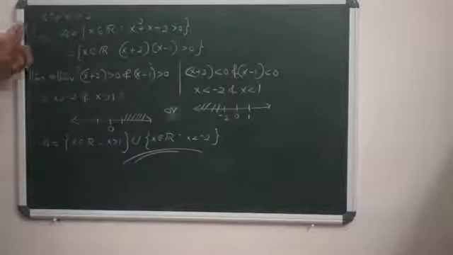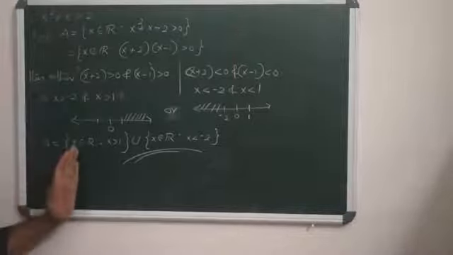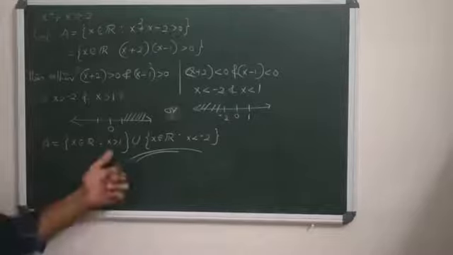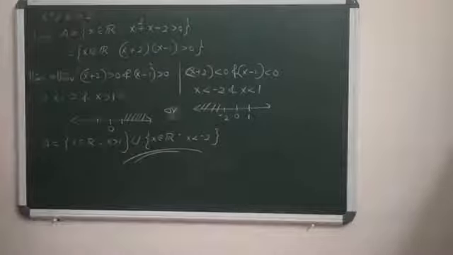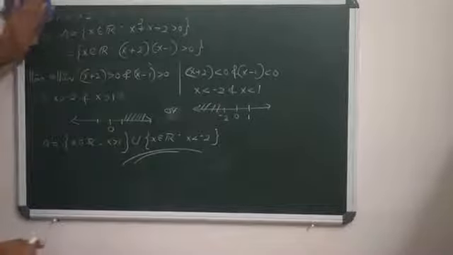So x square plus x greater than 2. Then its solution is the set of all x in R such that x greater than 1, union the set of all x in R such that x less than minus 2. Agreed. Similarly, consider another one.